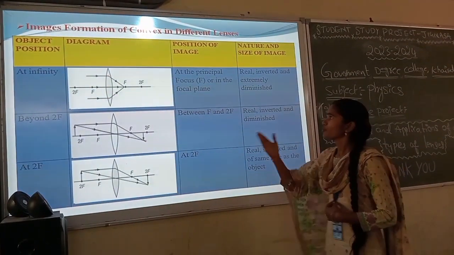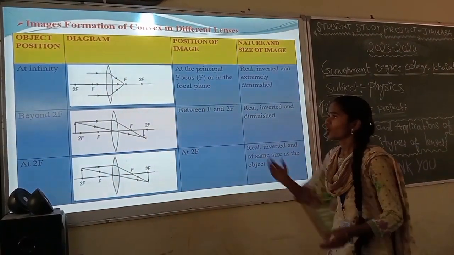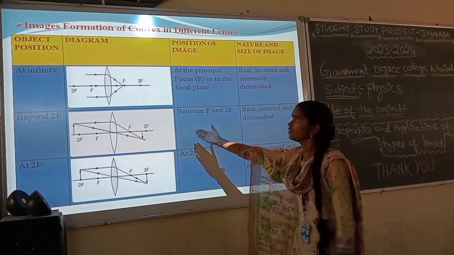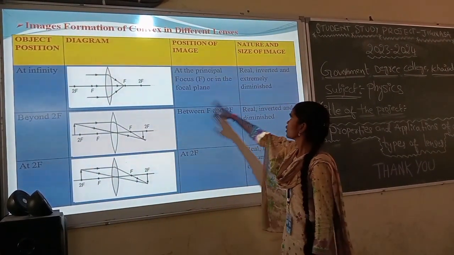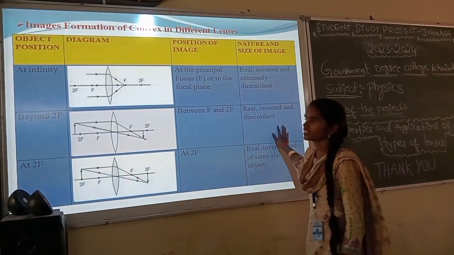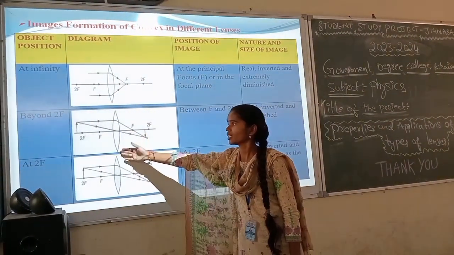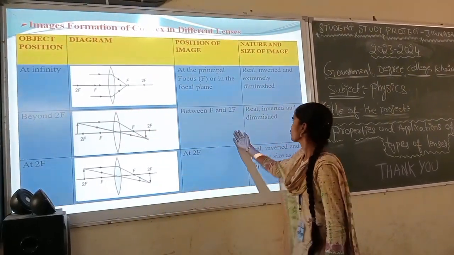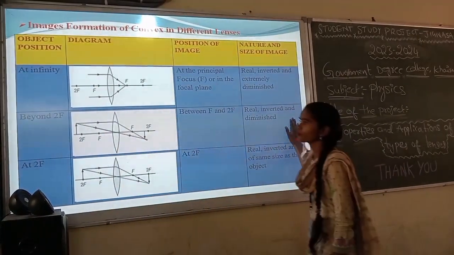Image formation by the convex lens. The object is placed at infinity. The image is formed at the optical center and focus. The forming image is real, inverted and extremely diminished. The object is placed beyond the 2F. The image is formed between the first focus and second focus. The image is forming real, inverted and diminished.